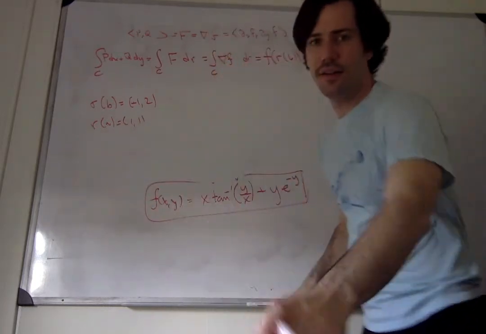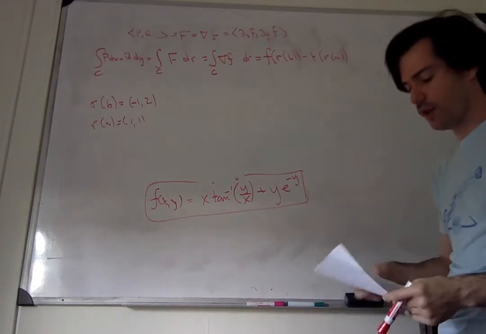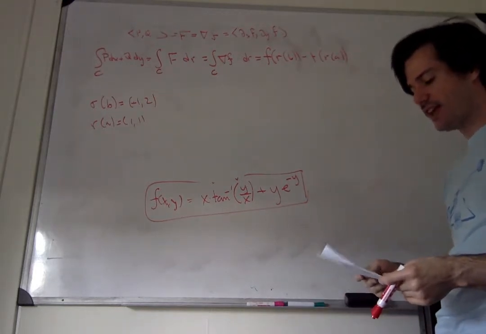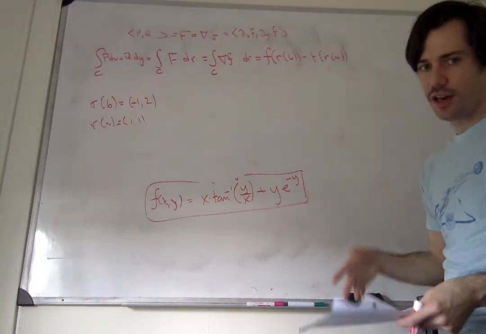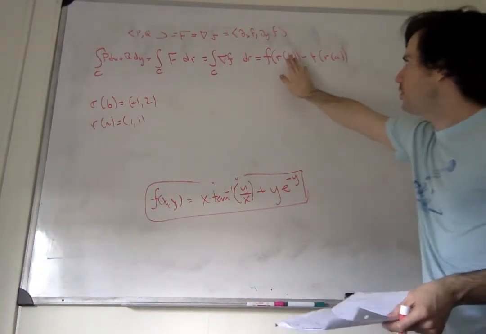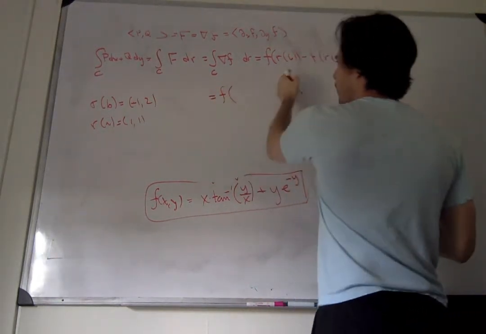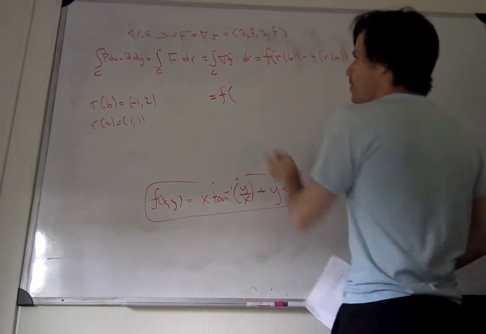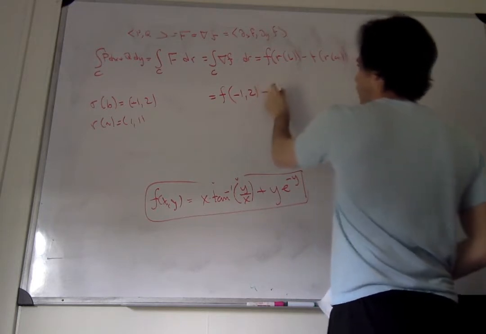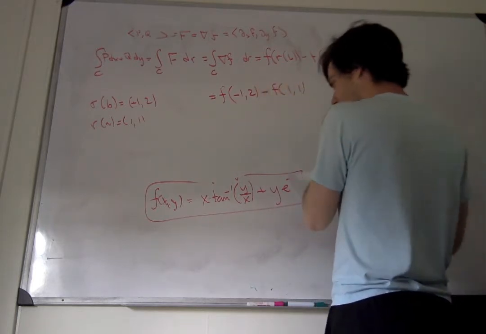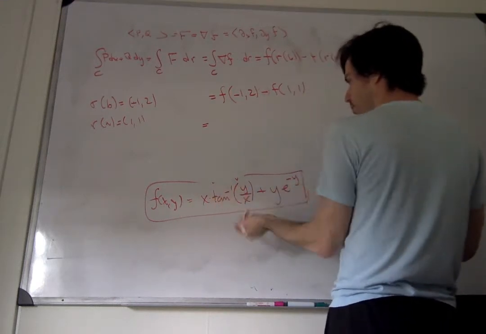Right? Now, does it really matter what curve we use? No. I mean, that's part of the hint, right? Because it says C is any curve, right? So when you apply the fundamental theorem of line integrals, you don't actually care what path you take. Okay, so you just care about the endpoints. So when I plug that in, I want to say f of rB, that's minus 1, 2, and then I subtract f of 1, 1. Okay, so just plug those values in.